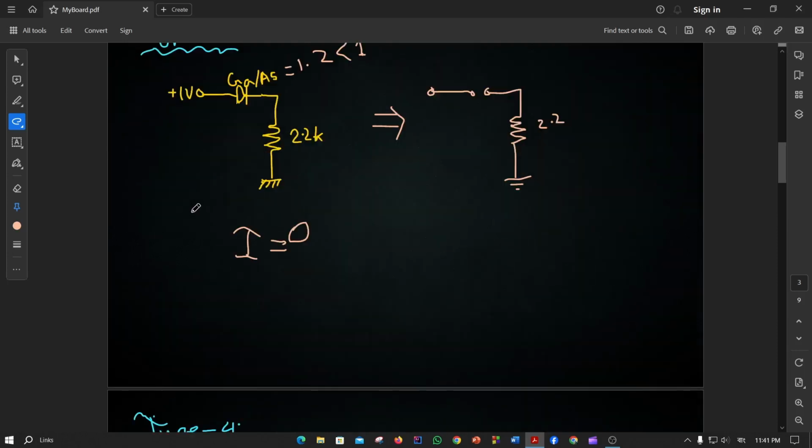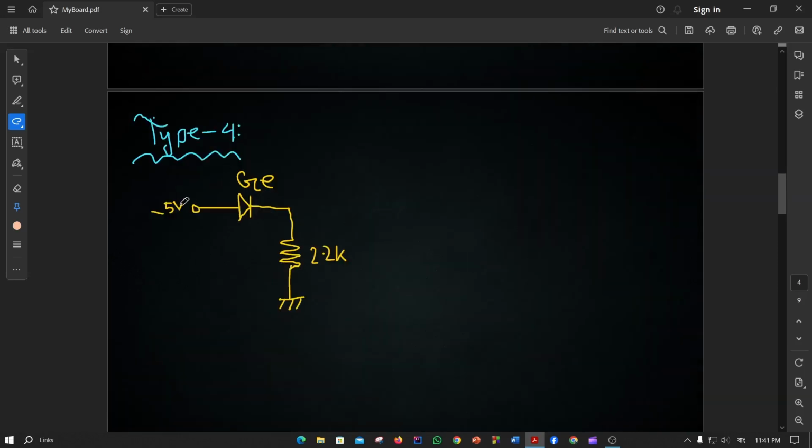Now we will move forward to the next type. What you can see is the negative 5 volt trying to go through the germanium diode, and the germanium value is 0.3, but as you can see, the source is negative and the diode side is positive, so this is a reverse bias and the circuit will be like this. So the current will also be 0 there.